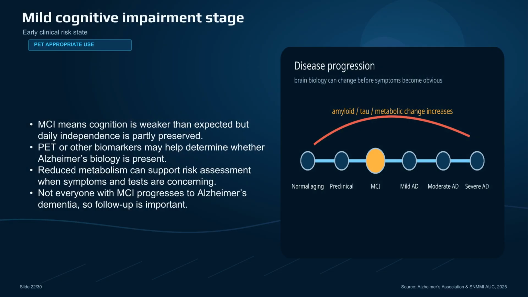Mild cognitive impairment, or MCI, is an early clinical risk state where cognition is weaker, but independence is partly preserved. PET biomarkers can help determine if Alzheimer's biology is present, though not all MCI progresses to dementia.